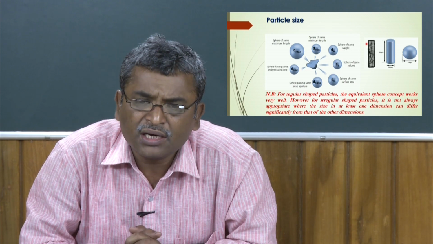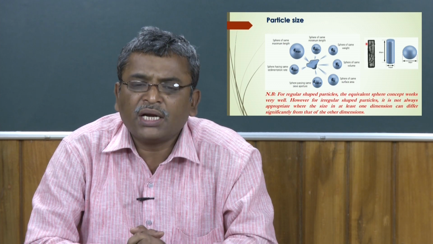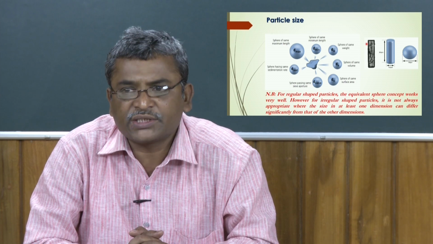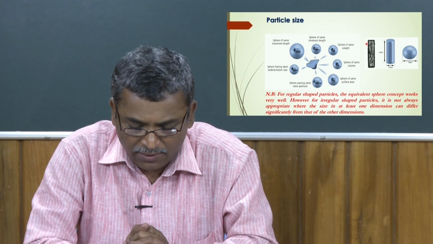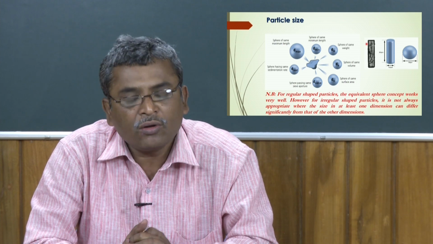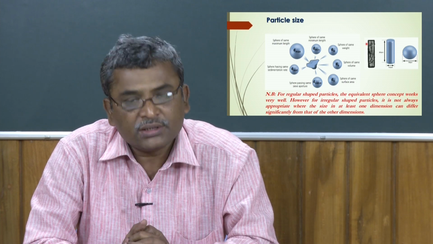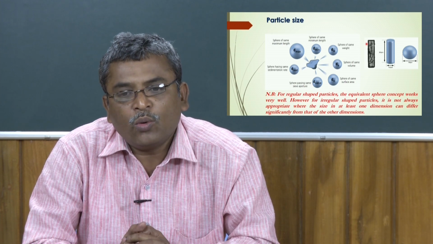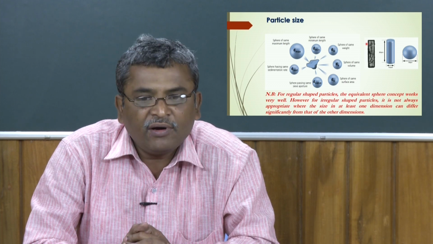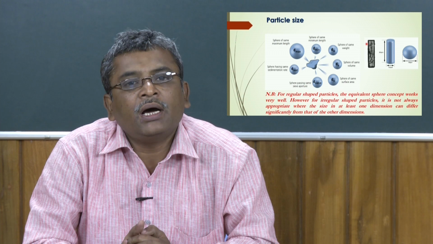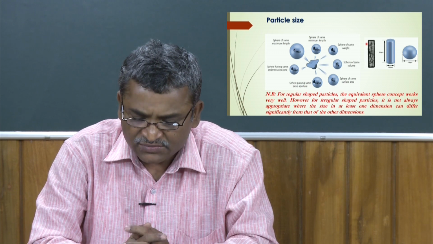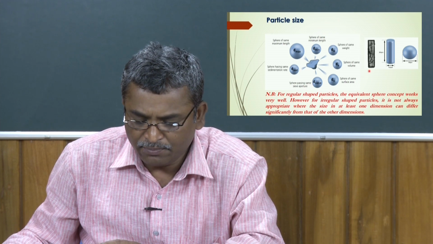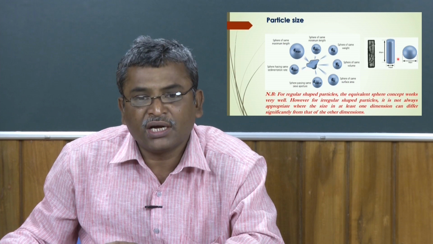Generally, in the mechanical operation lab, we measure particle size by sieve or screen. However, for irregular shape particles, it is not always appropriate, where the size in at least one dimension can differ significantly from the other dimensions. Here see one figure, this is one shape of the particle. See here, this is rectangular, this is cylindrical, and this is spherical.